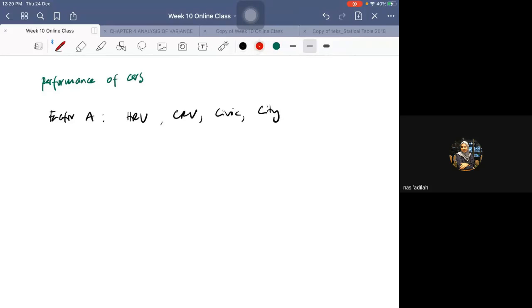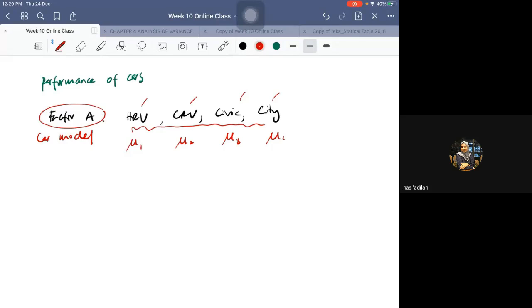So if I were to compare the performance between all these four models, this comes from one factor, and my factor is called car model. Okay, and under car model, I have four categories. So 1, 2, 3, and also 4. If I were to compare between their means, I'm going to call this mu1, this is going to be mu2, mu3, and mu4. And if I were to compare whether or not these are equal, this is going to be ANOVA. I only have one factor, and I'm going to compare between all of them. So this is going to be ANOVA. That will be the idea.